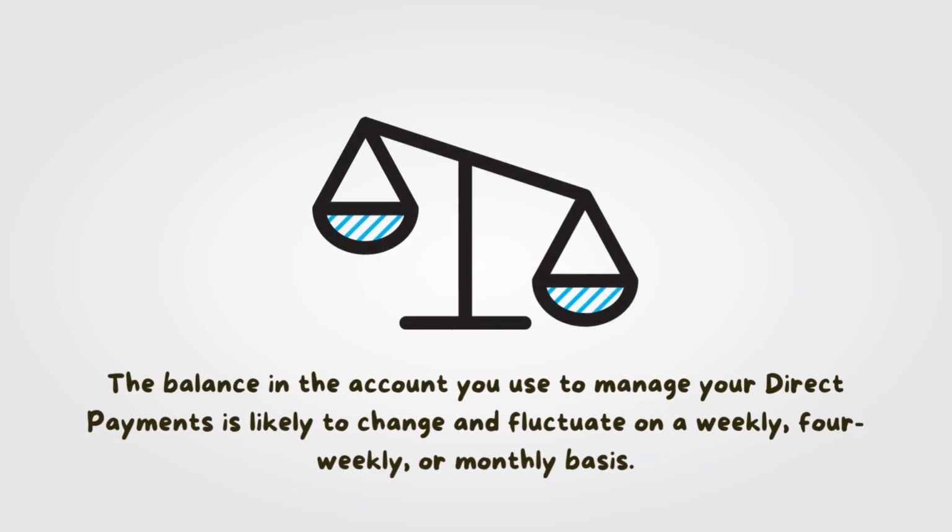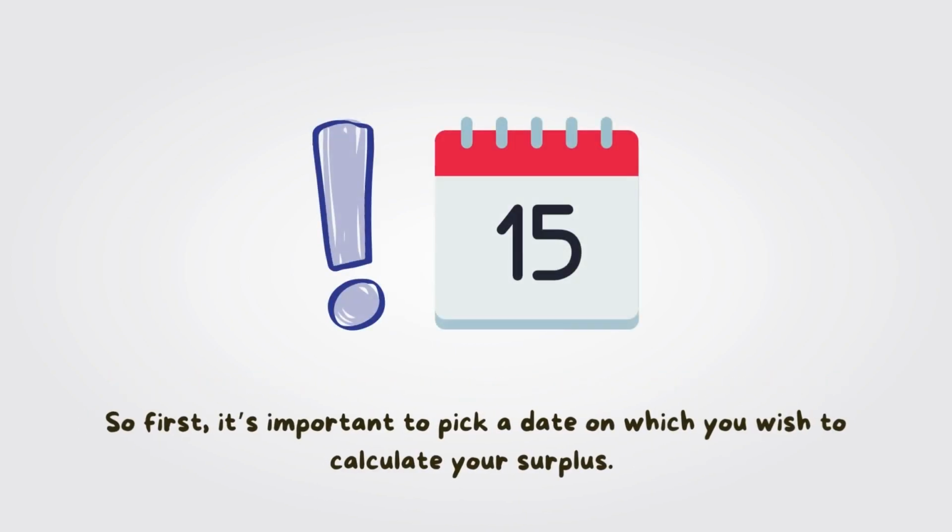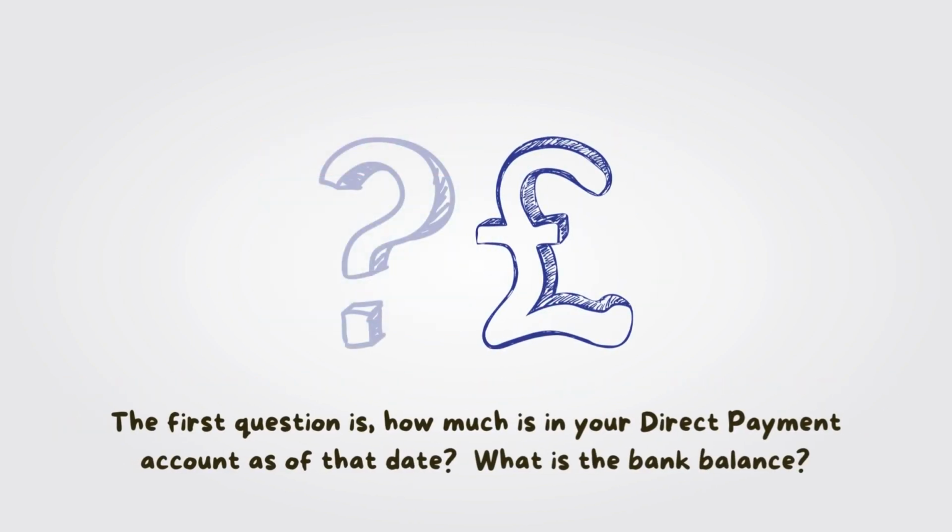The balance in the account you use to manage your direct payments is likely to change and fluctuate on a weekly, 4-weekly, or monthly basis. So first, it's important to pick a date on which you wish to calculate your surplus. Once you have chosen the date you intend to use to work out your calculations, you must answer all of the following questions based on that date. The first question is, how much is your direct payment account as of that date? What is the bank balance?